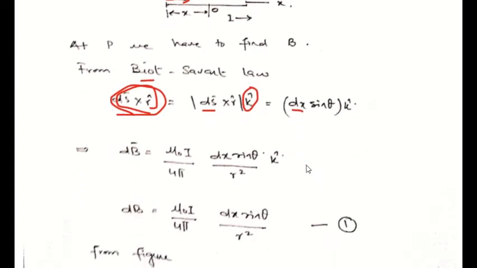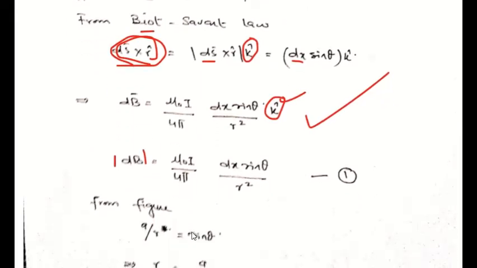So now writing the formula, dB is equal to mu naught I over 4 pi, dx sine of theta over r square, unit vector k. Now this is the magnitude of dB. So here I can remove this direction, and now I want to calculate the magnitude of dB at point P. So for that I have mu naught I over 4 pi dx sine of theta over r square.